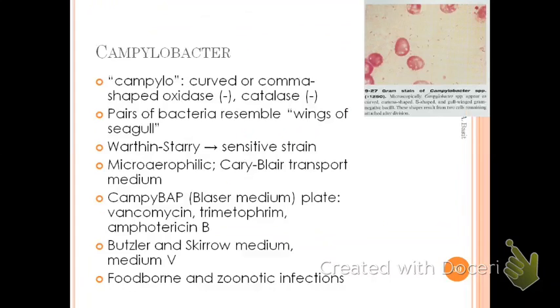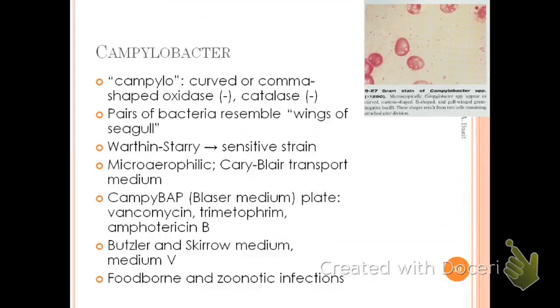The organisms are microaerophilic, and if we are going to collect the specimen, you have to use a transport medium, and that is known as the Cary-Blair transport medium. Campylobacter or the Blaser medium is also a selective medium for Campylobacter because of the presence of vancomycin, trimethoprim, and amphotericin B. Aside from that, you could possibly use the Butzler and Skirrow medium, medium B.